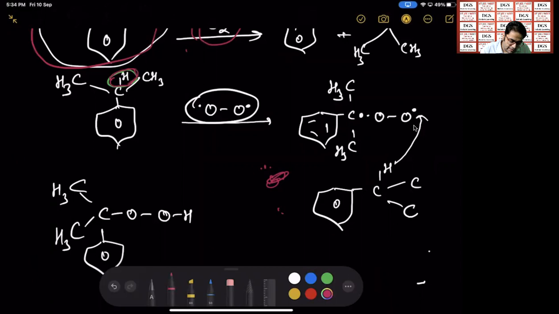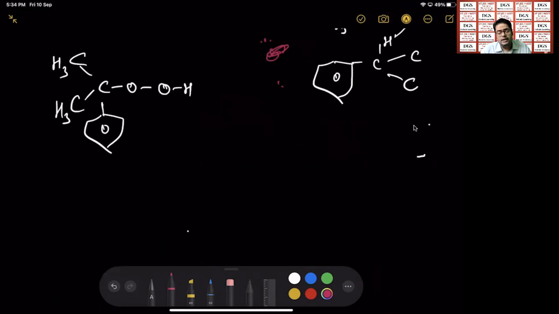So this H can be easily taken out by this, and we will get this benzylic free radical, and then it will combine with this oxygen, which is again in the form of a free radical. And what we'll get is this thing, and this will remove hydrogen from another cumene molecule to form another benzylic free radical, which can pursue the reaction forward. So we'll get this cumene hydroperoxide. Now what next?